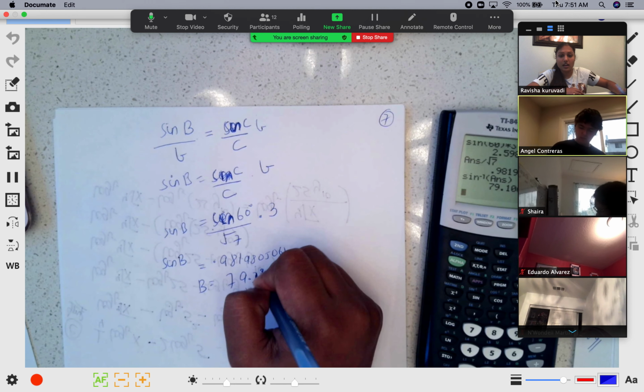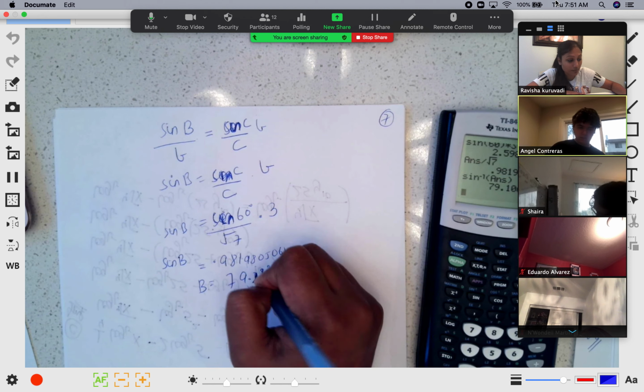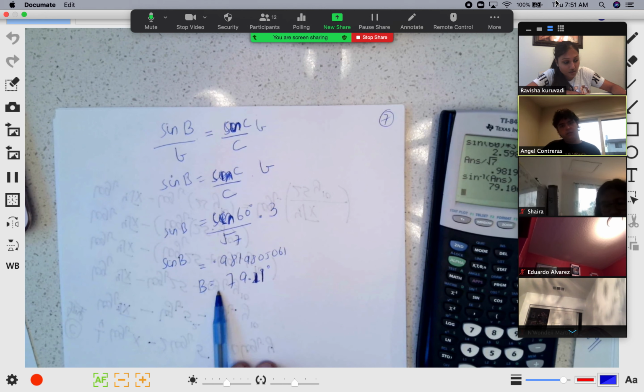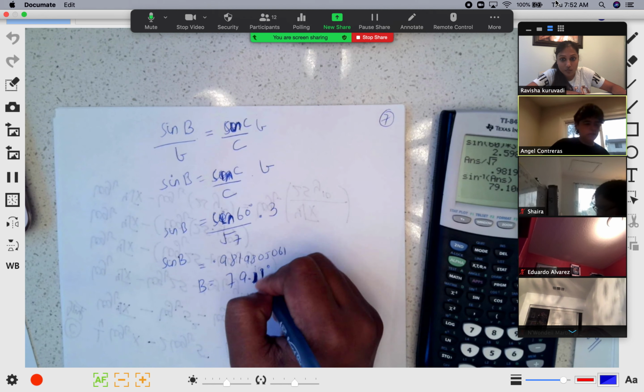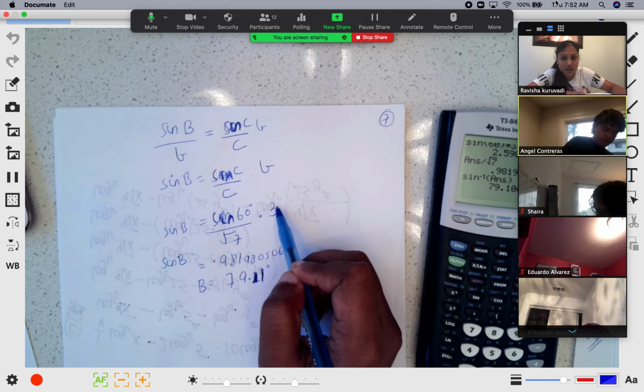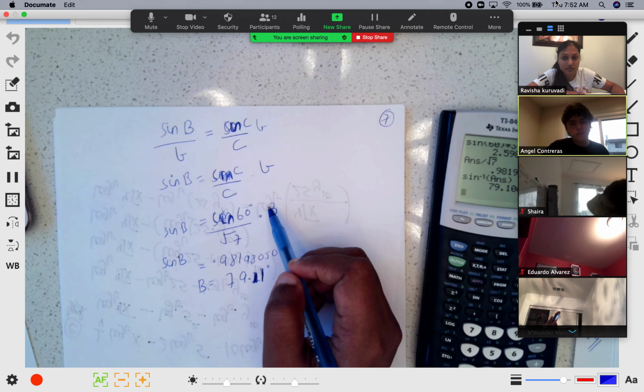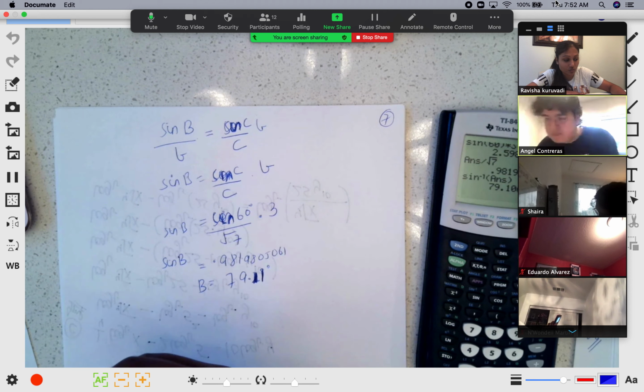Anyone who did not understand how I got this 79.11? First I solved this whole thing. Whatever answer I got, I found the inverse of that thing. So I took sine inverse on both sides.